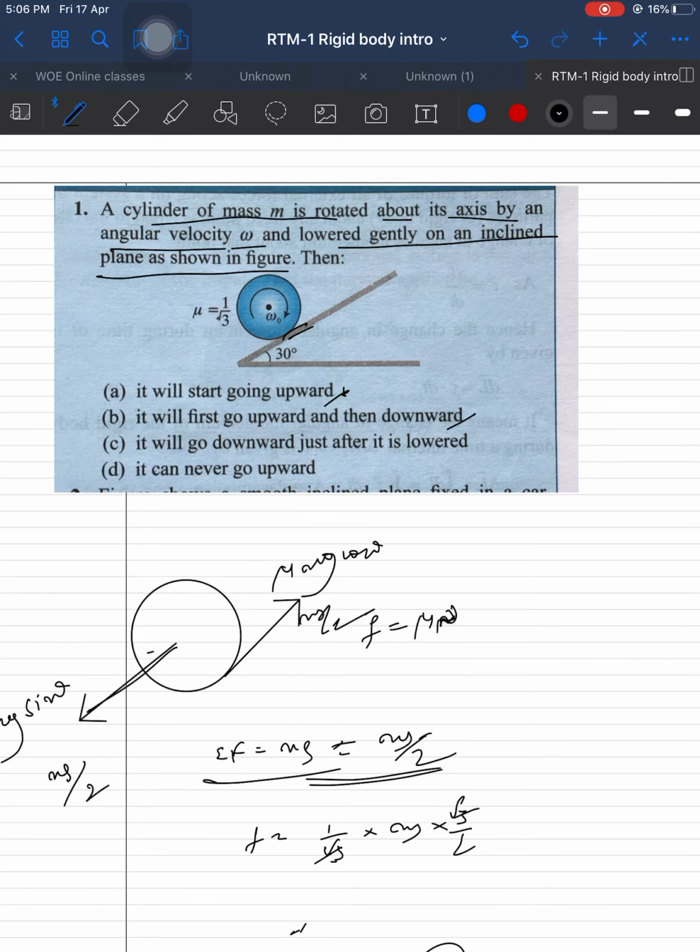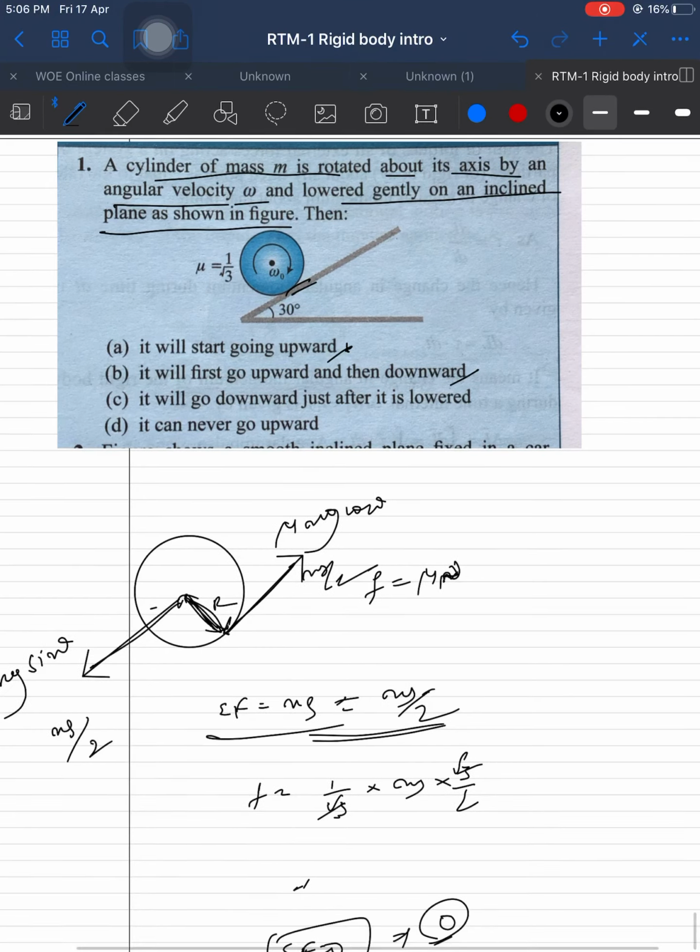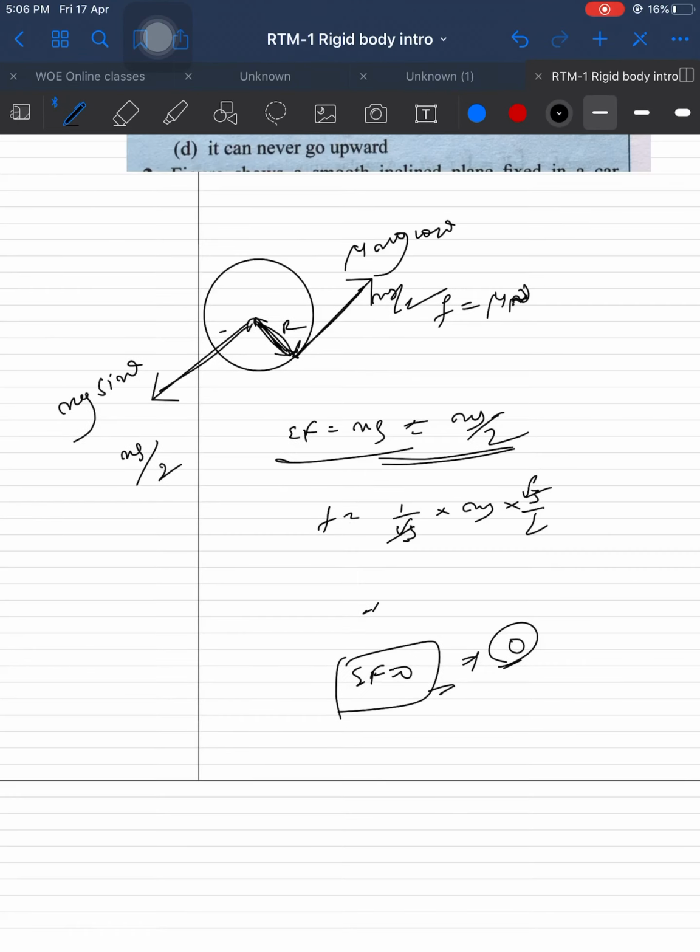There is a possibility it is doing rotation, and because of friction, what is the angular velocity? You will do the torque balance: mg by 2 into r is equal to I alpha. What it does, till the time angular velocity becomes 0, it does rolling there only. So moment of inertia, mg into r by 2, moment of inertia is equal to, of what kind of body? Cylinder.